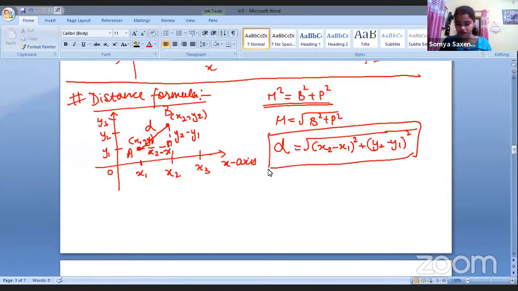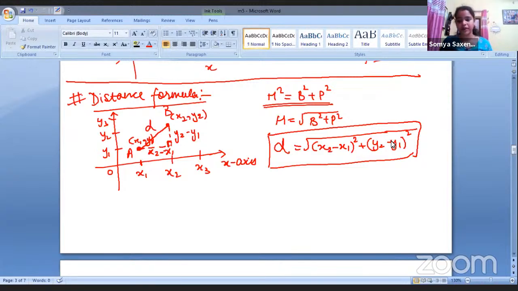This is known as the distance formula. Simple, very simple. By using this, we can find out the distance between 2 points if the coordinates are known to us. Very important. These two coordinates, all these four things should be known to us, then we can find the distance. Or we can say that if the distance and three of them are known to us, then we can find one of them.